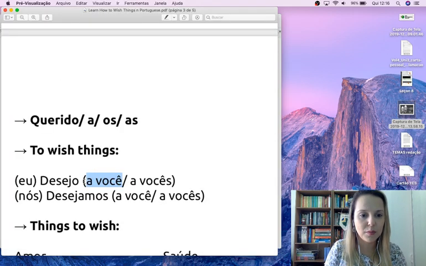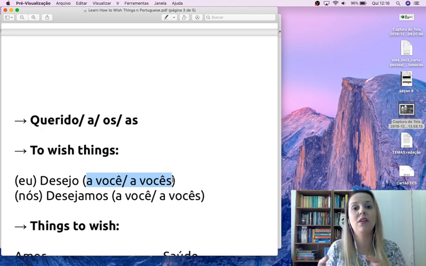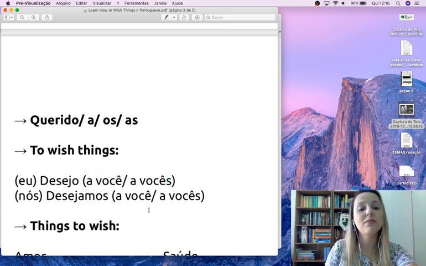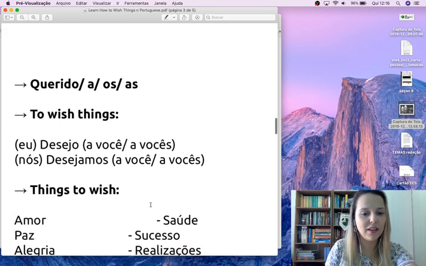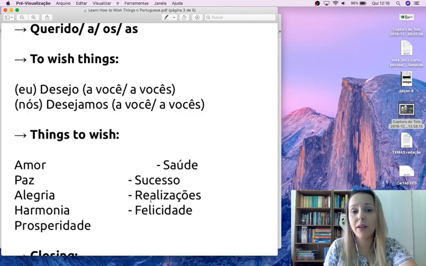That's why it's between brackets in here. The subject and also this object. So both can be said or not said, okay? That's why they are between brackets, okay? So, what to wish, guys? This is maybe the third thing we will think about.